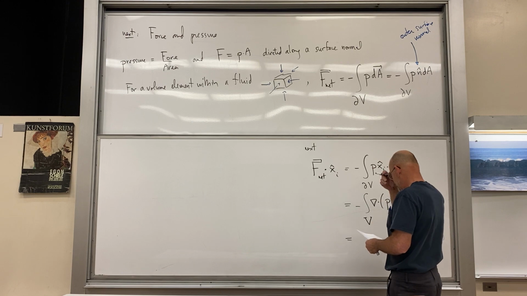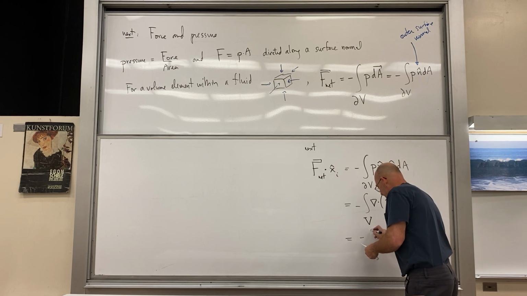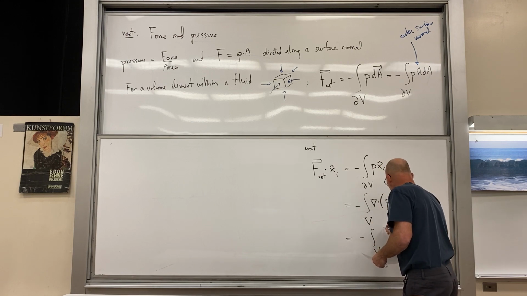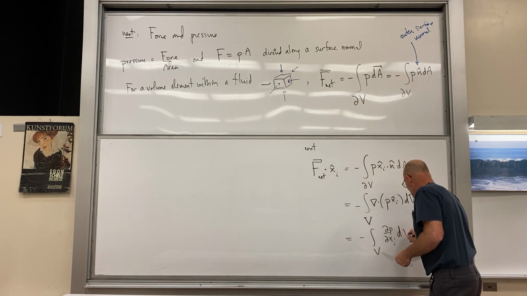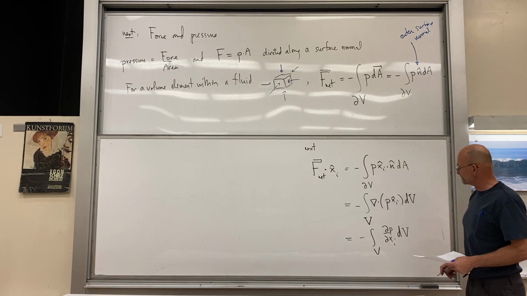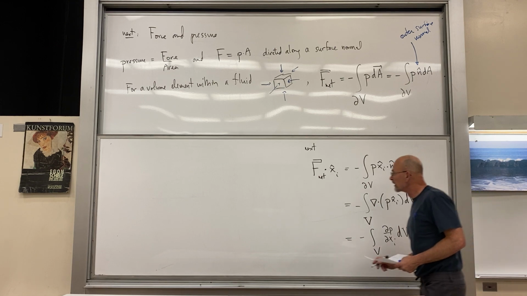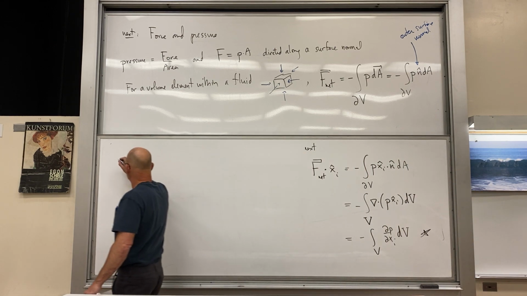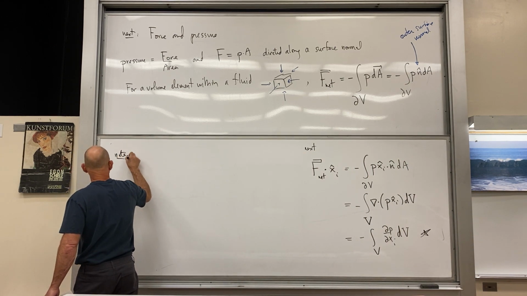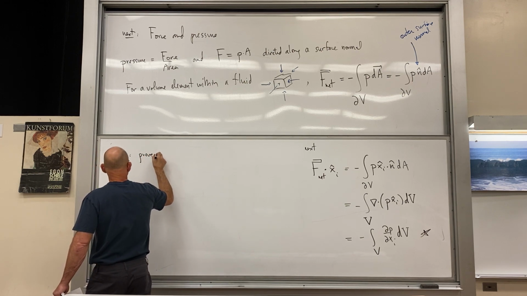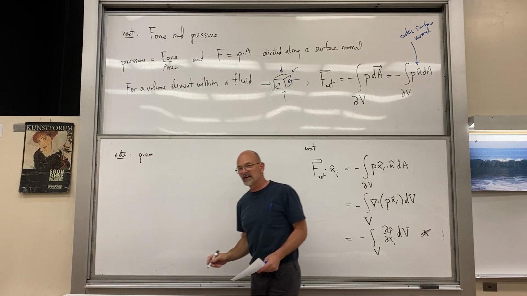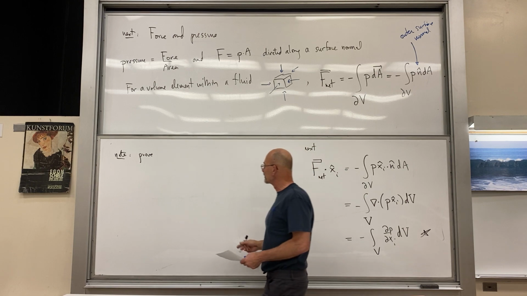And that's going to be equal to minus the integral over the volume of dP dxi d volume. And put a star here. Note, at least leave some room in your notes. It's probably best because this is just a couple lines. Leave some room in your notes.